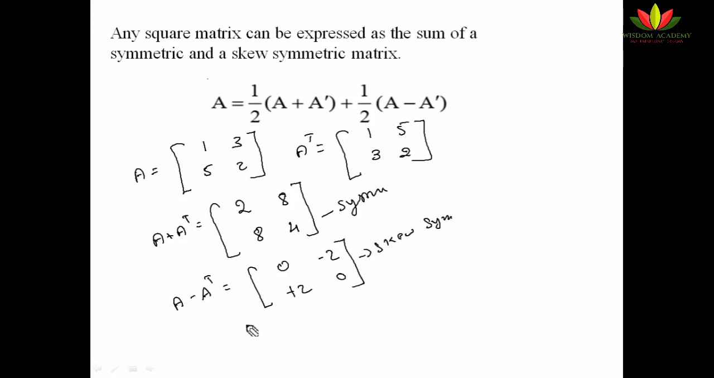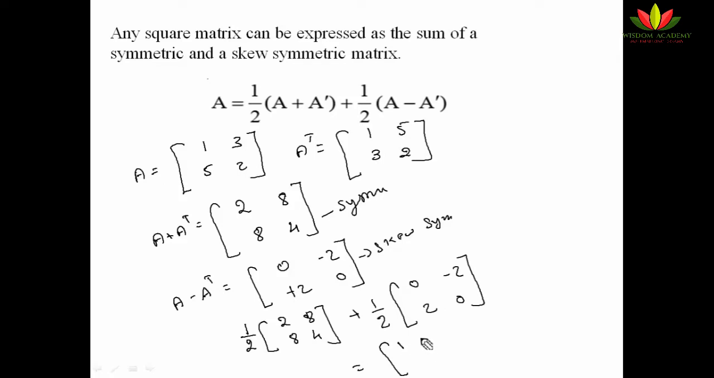That is 1 by 2 of [2, 8, 8, 4] plus 1 by 2 of [0, minus 2, 2, 0], which will be, how is it going to be? So [1, 4, 4, 2] plus [0, minus 1, 1, 0], right? If I add these two matrices, what will I get? [1, 3, 5, 2]. See, what I had taken initially has come back, which is equal to A.